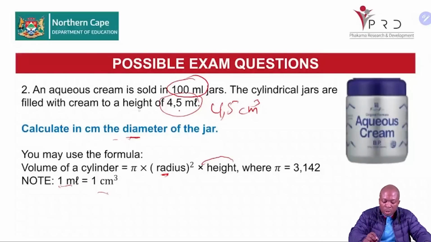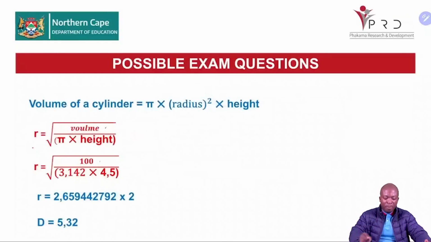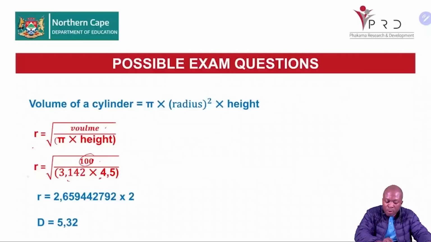So because it's also milliliters, it means it's what? 100 centimeters cubed. Good, I hope you remembered that. So it's 100 divided by pi times height, because we are looking for r.